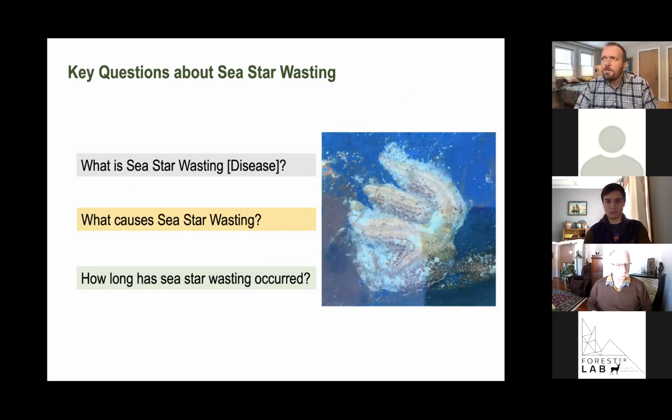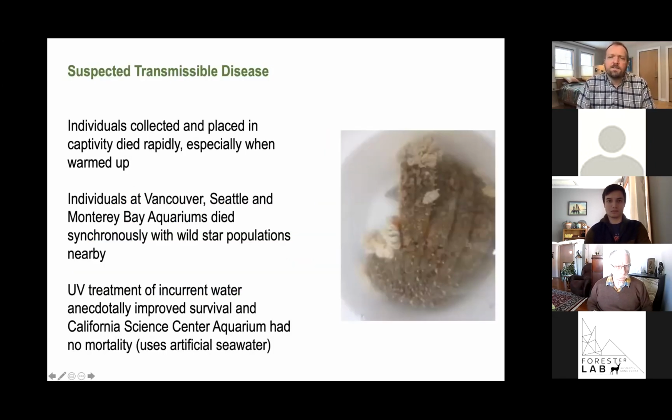This is a topic that we've spent about 7 years investigating, many different aspects, as I mentioned, of trying to understand what's going on, including environmental change, as well as potential pathogens. We suspected early on that this was a transmissible disease. That was based on the fact that when you take individuals from the field and place them into captivity, they die very rapidly, especially when they're subject to warmer conditions.